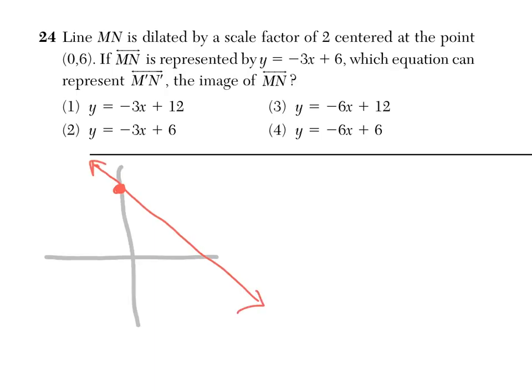So that's MN. It says if line MN is dilated by a scale factor of 2, centered at the point on the line, which it is, what is it going to look like? Well, dilation of a line centered on a point on the line results in the same line. So this isn't going to change. It's not going to shift. So it's going to be the same equation, y equals negative 3x plus 6. Is that an option? In fact, it is. It is option number 2. That is the correct answer.